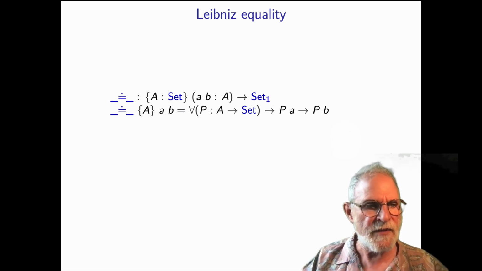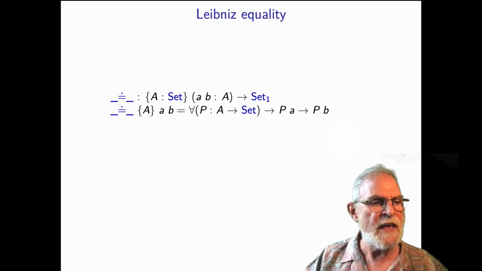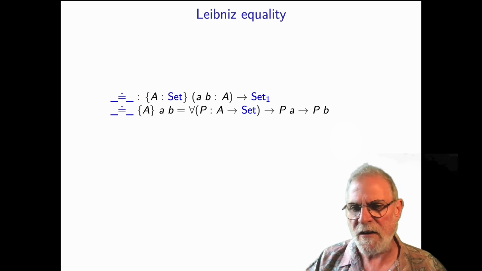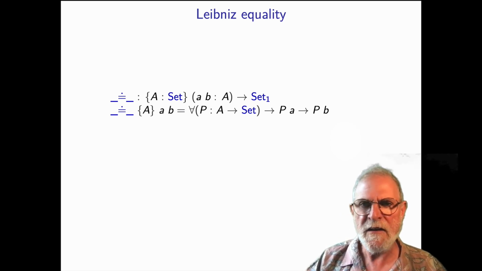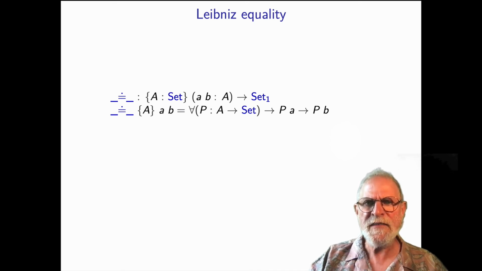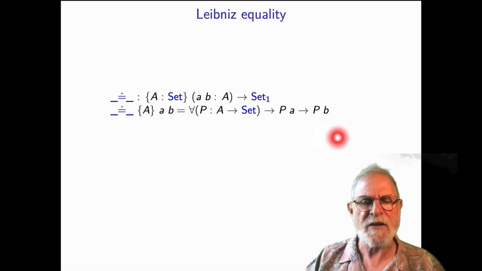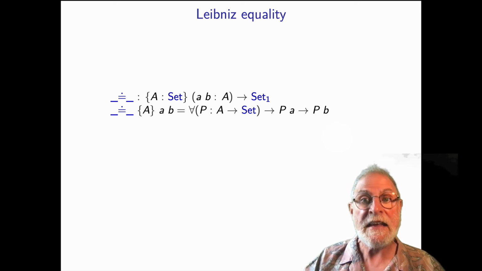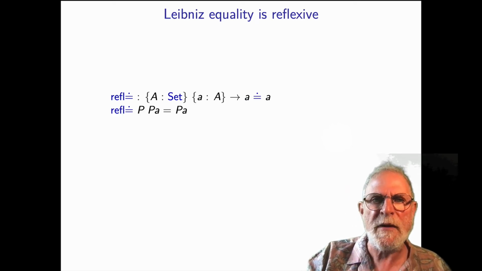When are two things equal? They are equal if every property of one is also a property of the other. If you're a Star Trek fan, Mr. Spock expressed this by saying, a difference that makes no difference is no difference. So you'll notice that this seems quite asymmetric, right? We've got P of a implies P of b, but in fact, this is such a powerful notion that it is symmetric, and we'll see that in a moment.